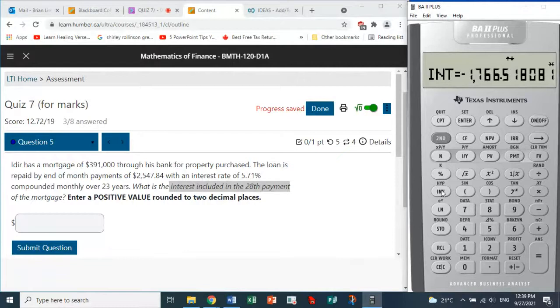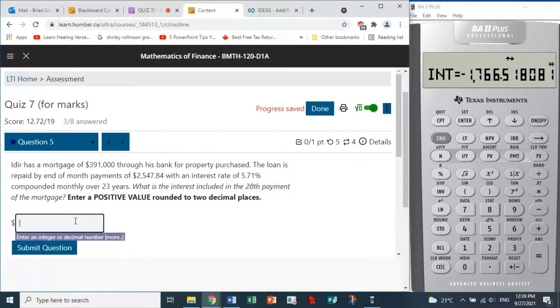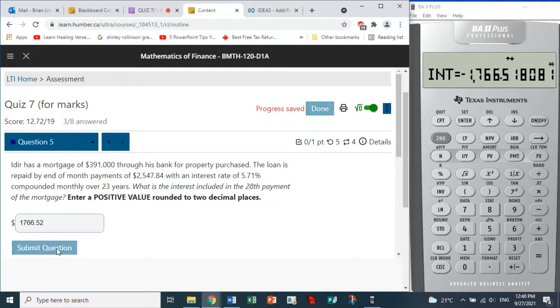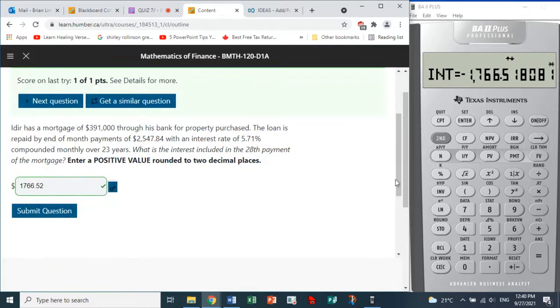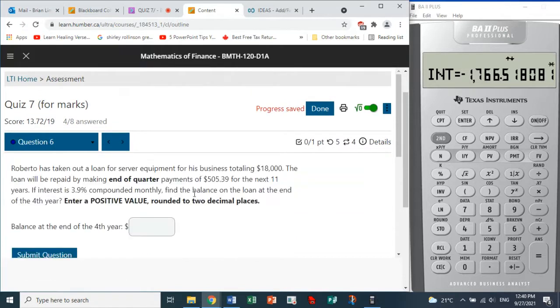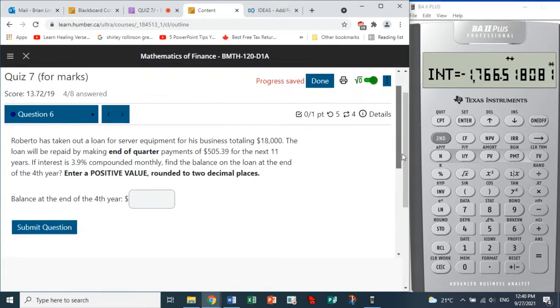Now, we only want the interest. So the interest, it says enter a positive value, 1766.52. It says enter a positive value rounded to 2 decimal places. So that should be the correct answer, and it is. Okay, so there we are. That is question number 5. And we will do question number 6.